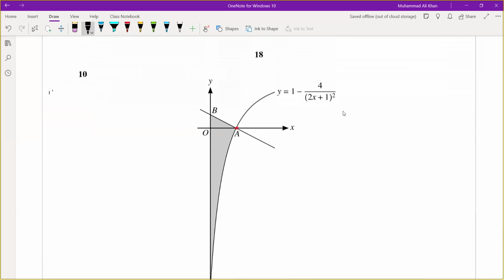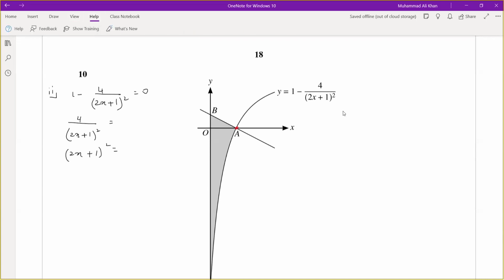अगर हम y को 0 रख दें, so 1 minus 4 upon 2x plus 1 whole square equals to 0. 4 upon 2x plus 1 whole square equals to 1. सॉरी, ये इक्वल्स टू 0 नहीं होगा, ये इक्वल्स टू 1 होगा. So here it is 1 upon 4.